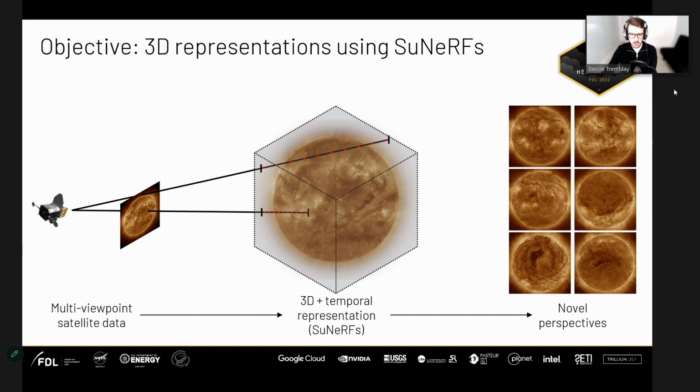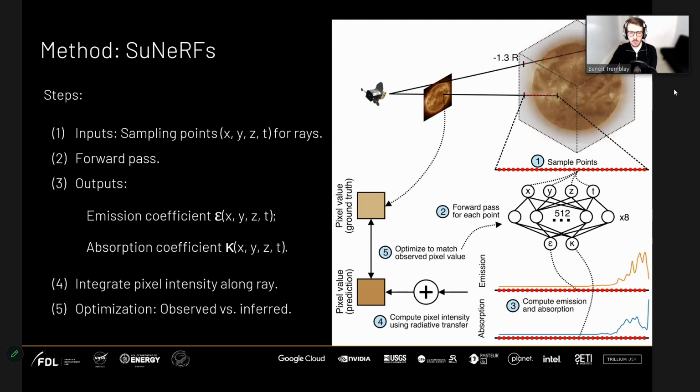So we'll dive a bit more into the method. We call our new model SuNeRFs, or Sun Neural Radiance Fields. And we have a plot on the right that kind of illustrates the principle. So basically, let's start with our satellite. It captures an image of the sun. Basically, we are going to create a 3D model of the sun's atmosphere within a box.